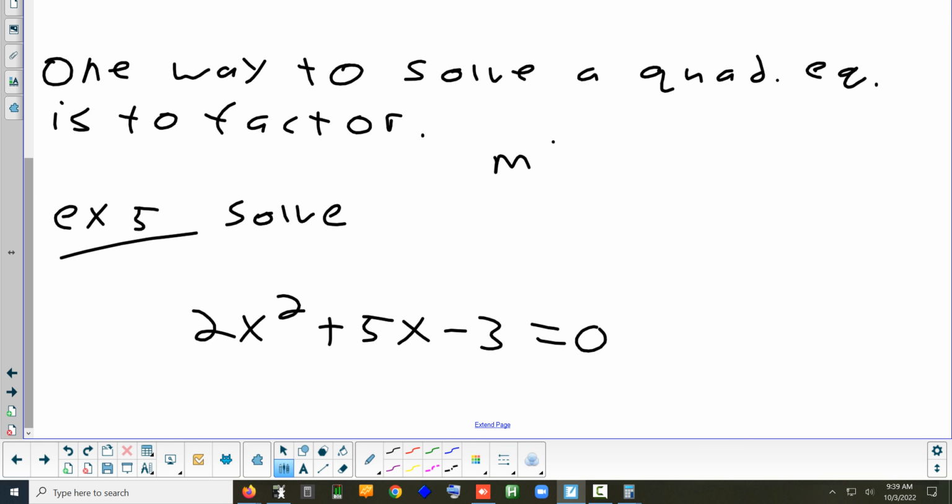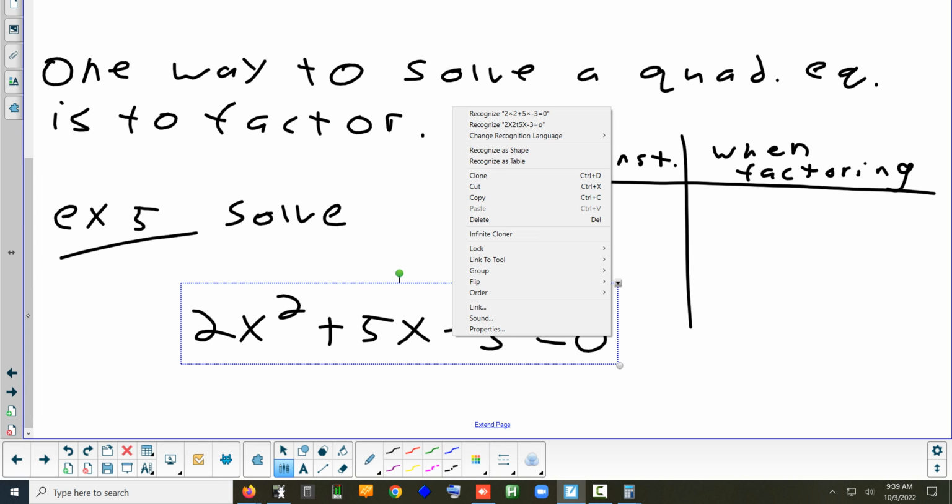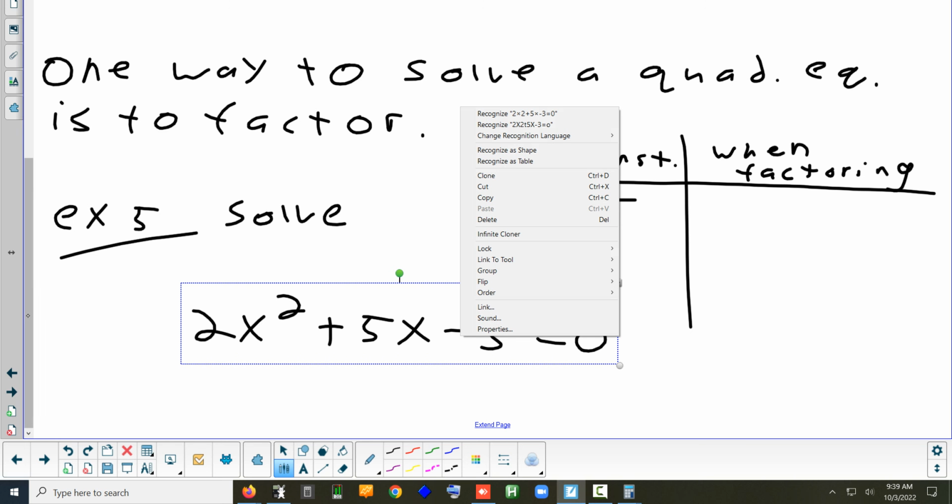So sometimes what I do is I make a chart, and it shows kind of the different cases you can have. So you have a middle term and you have a constant term. And there's really 4 different options that you could have. The case we have this time is a positive middle and a negative constant.